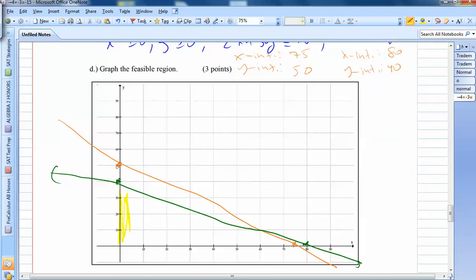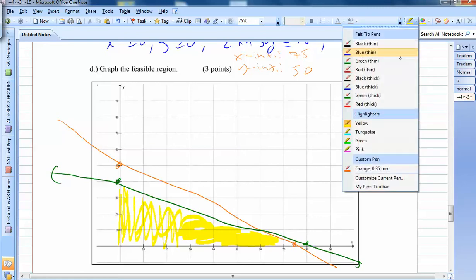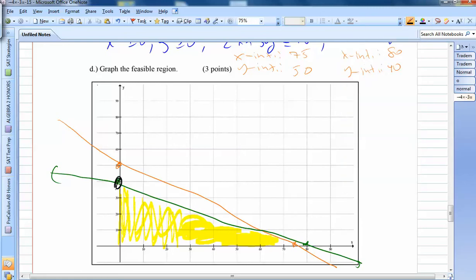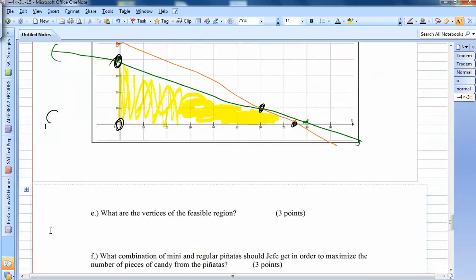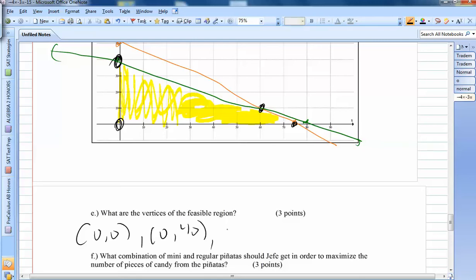So the shaded region is going to be below the green and orange lines, but of course above the x-axis and y-axis, because x is greater than or equal to 0, y is greater than or equal to 0. And the corners, that should be easy to find. Here, here, here, and here. So that will be part E. 0, 0 is one corner. One of the y-intercepts, 0, 40 is another. One of the x-intercepts, 75, 0 is another.